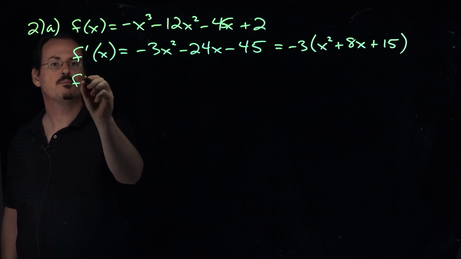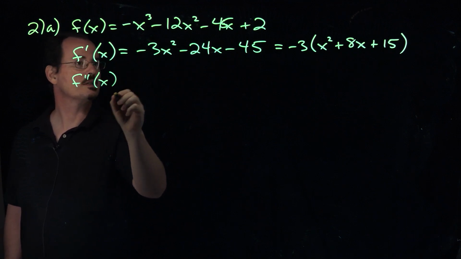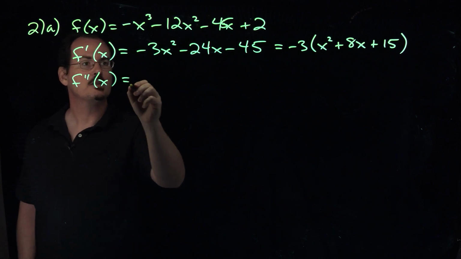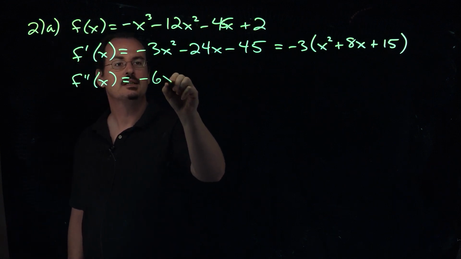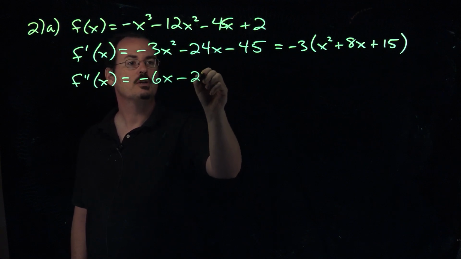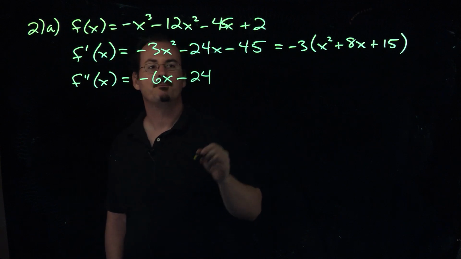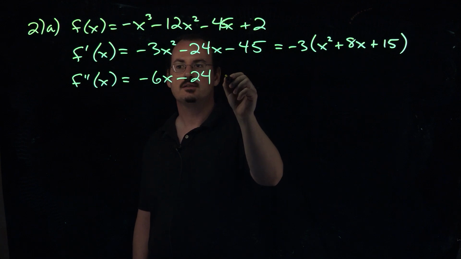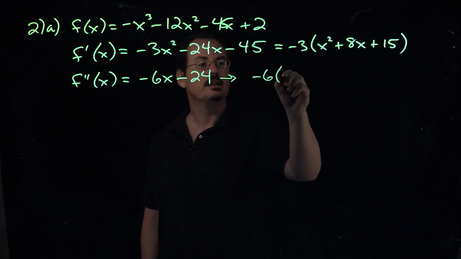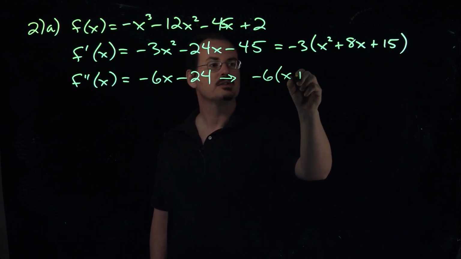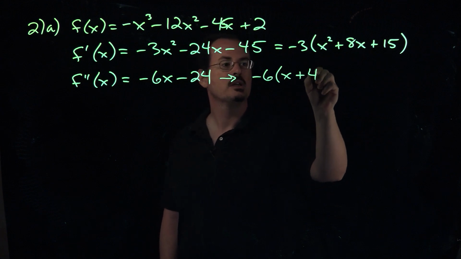Let's take the second derivative of this thing. In fact, actually, I guess I didn't really need to factor it. That's okay. Let's take the second derivative from here. We'll get minus 6x minus 24. And for the intervals of concavity, we need to set this thing equal to 0. But before we do, let's factor out that negative 6. So we get negative 6 times x plus 4.